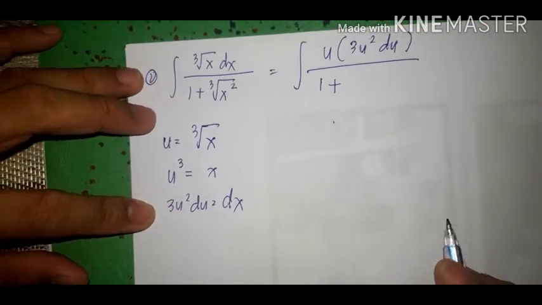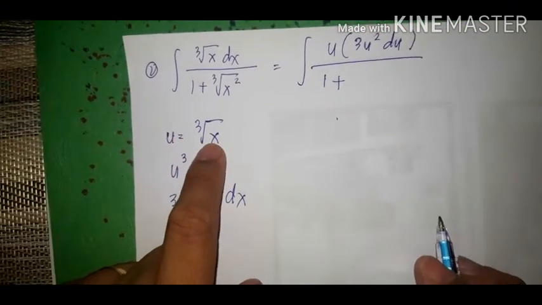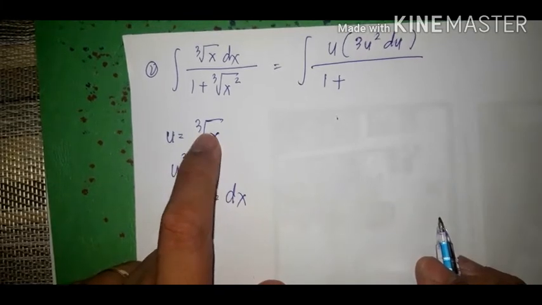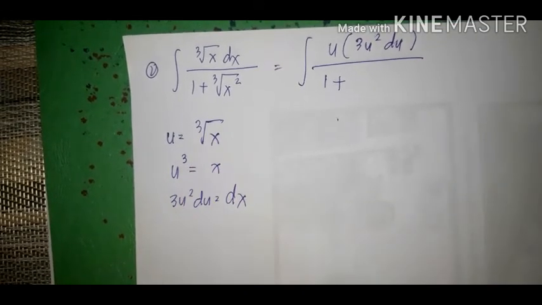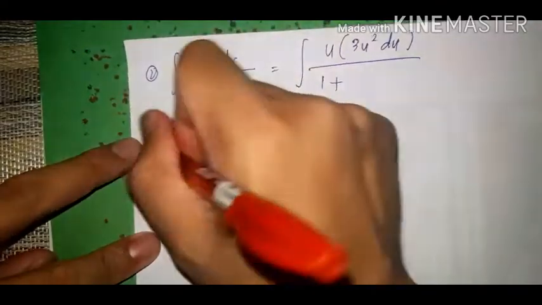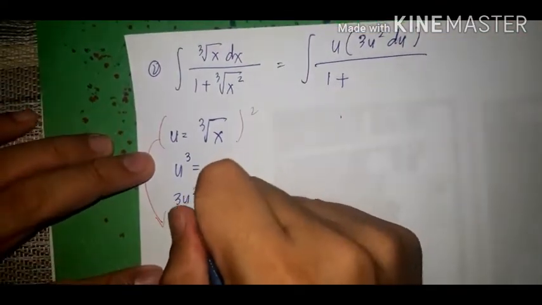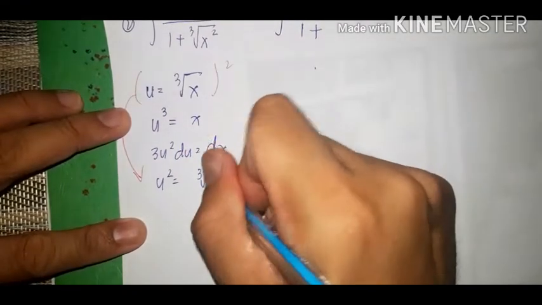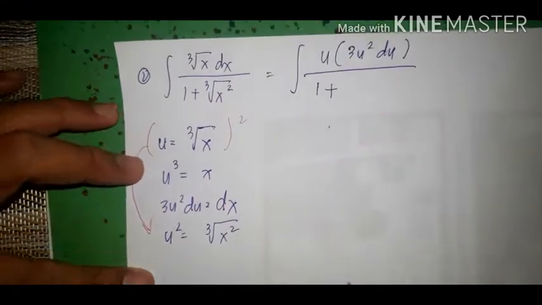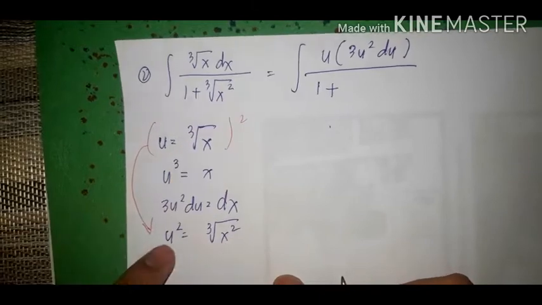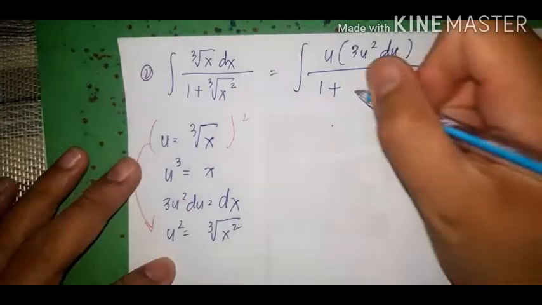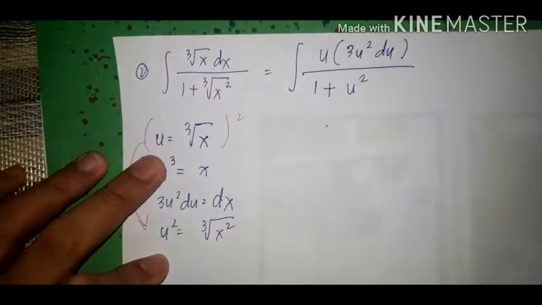So, cube root of x squared. So, cube root of x squared is raising this to the second power. So, if I am to square this, that gives u squared is equal to cube root of x raised to the second power. So, I can now substitute cube root of x squared be my u squared. So, this gives you 1 plus u squared.